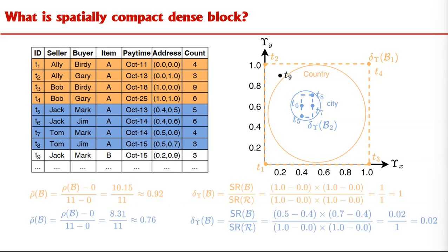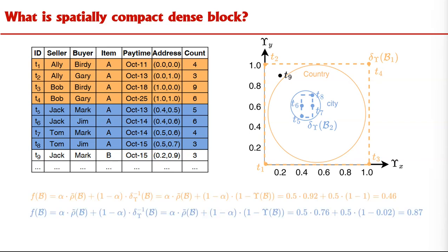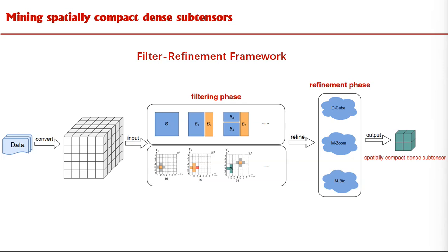Finally, we calculate the scores of the two subtensors using the new scoring function. Through the new scoring function, it is clear that the score of the blue subtensor is higher than that of the orange subtensor. We use a filtering and refinement framework to mine spatially compact, dense subtensors.